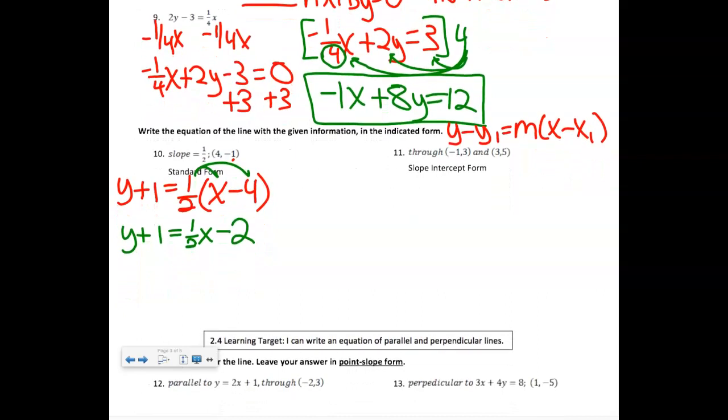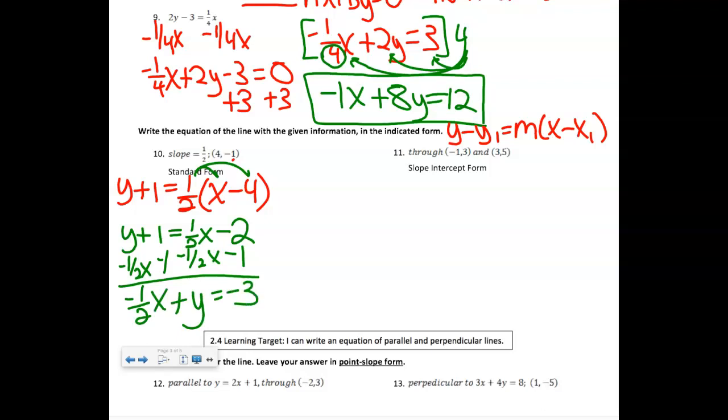All right, now we have x's and y's on the opposite side, so I'm going to subtract this 1/2 x. And you know what, also to speed up our process, I'm also going to minus this 1 just to speed us up a little bit. So now I have negative 1/2 x plus y, and on this side now I have negative 3.